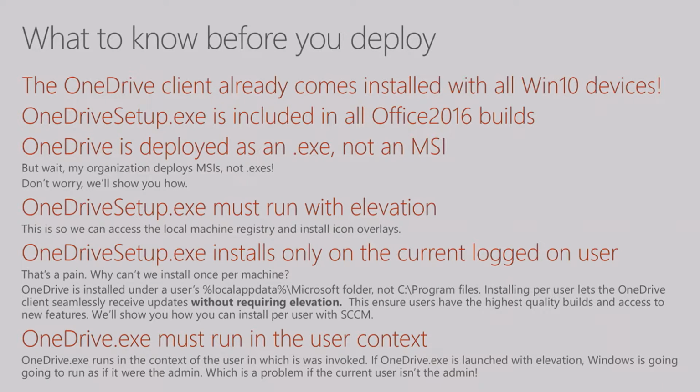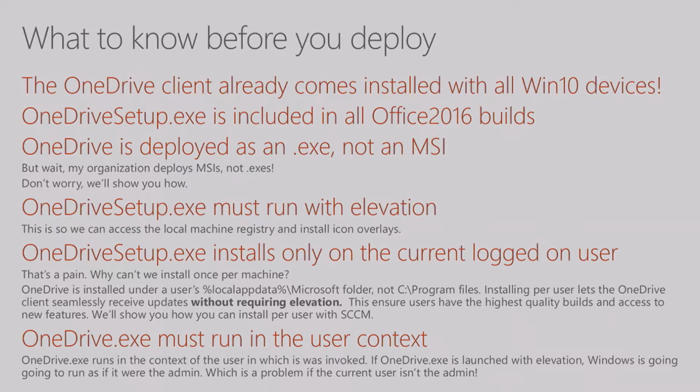So one thing that you guys probably noticed is under C program files, the installer that I was talking about is an exe. It's not actually an MSI, which might be a little different for your organization, especially if you're already familiar with deploying MSIs with Office and things like that. But don't worry, deploying an exe is actually pretty simple, and then we'll show you how in these next few steps. OneDrive exe itself, when it installs, must be run with elevation.